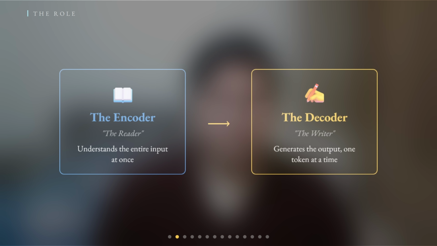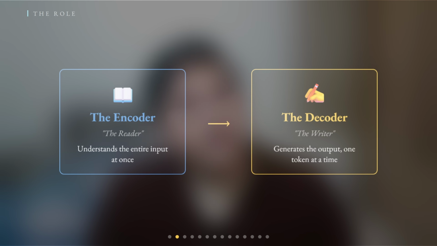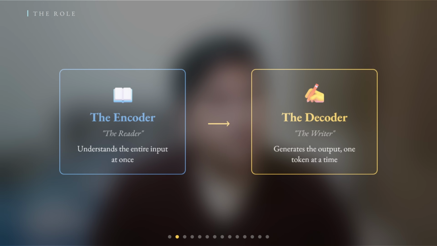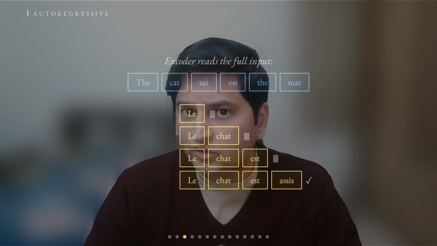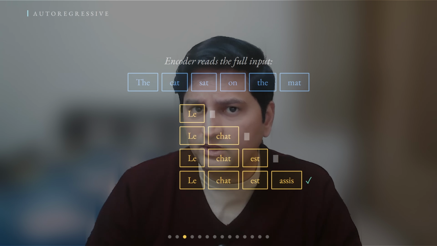The decoder's job is different. It does not see the entire output at once. It produces one token at a time. Each new word depends on the words it has already generated. This is the key distinction. The encoder reads in parallel. The decoder writes sequentially. Let us see that sequential writing process in action with a concrete example.